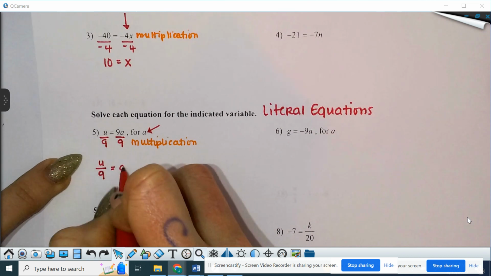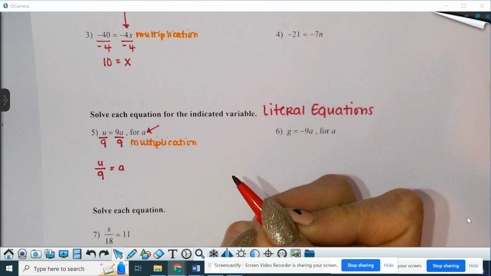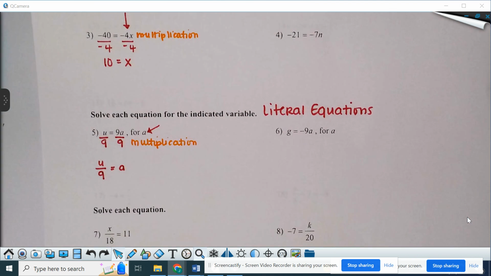The question says solve for a. Here's where people start to panic, because you look at that and go, am I done? I don't know, that's ugly. But it wants to know what is a, and this says a is u over 9, or a equals u over 9. And a is just on the right-hand side rather than the left-hand side.